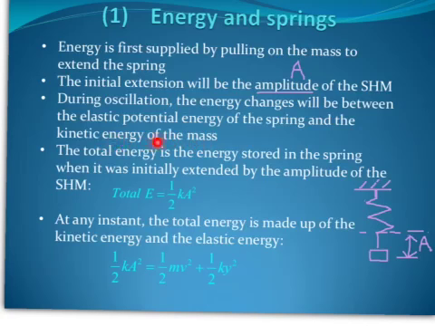The total energy is the energy stored in the spring when it was initially extended by the amplitude of the simple harmonic motion. So this A here, the extension, is simply the amplitude there. At any instant, the total energy is made up of the kinetic energy and the elastic energy. So that's the total energy initially given to the spring system. It consists of the sum of the kinetic energy and the elastic potential energy.